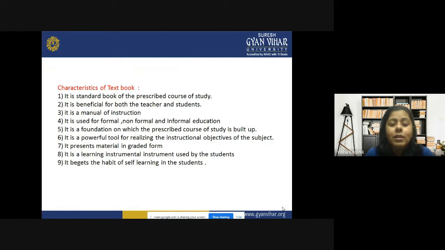It is a learning instrument used by the students. It nurtures the habit of self-learning in the students, means it develops the habit of self-learning among the learners.